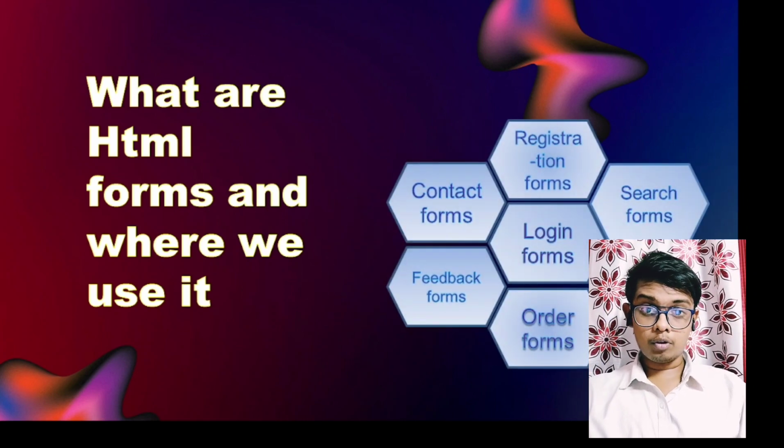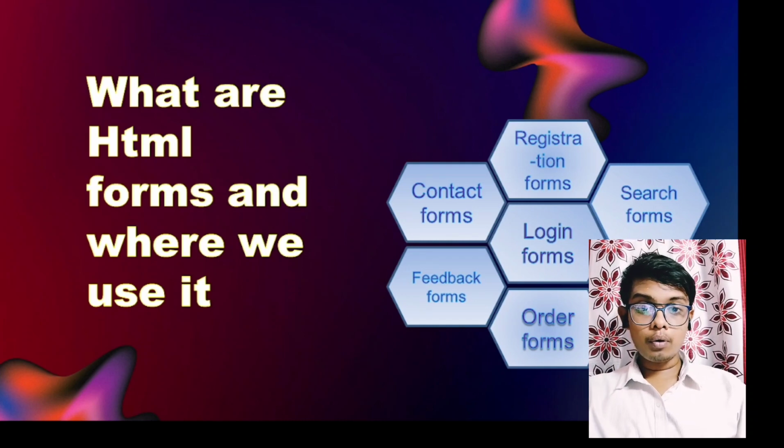Where do we use HTML forms? As you can see in the picture, I have provided some of the key places where we use them. The first one is the registration form. In order to register to a particular website or any service, we can do it with the help of registration forms. Next one, search forms. If you want to search for any information about a particular website or service, we can do it with the help of search forms. Login forms. With our credentials, we can log into or access a website or any service.